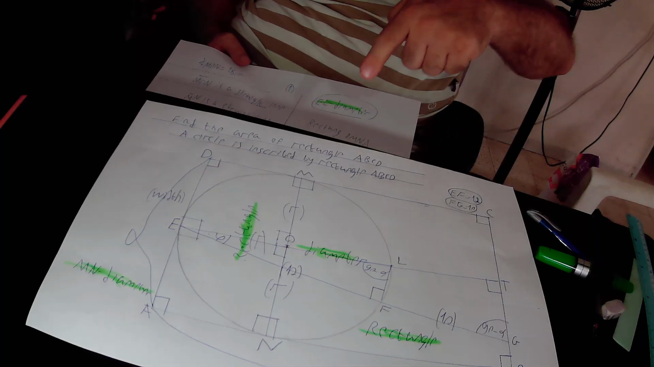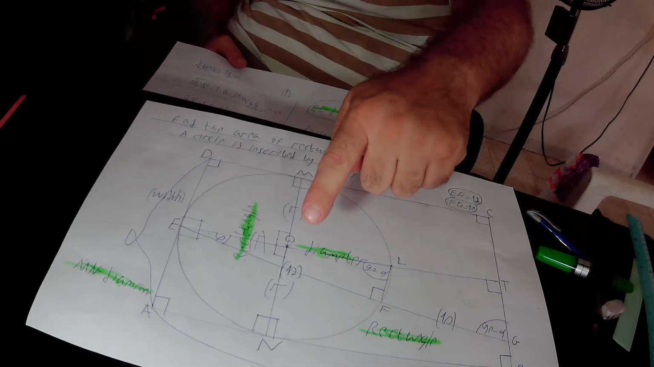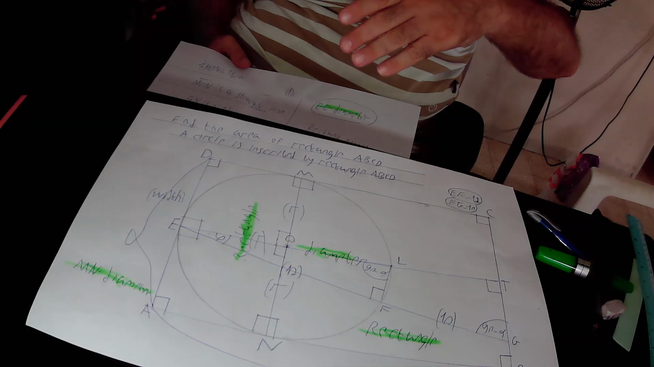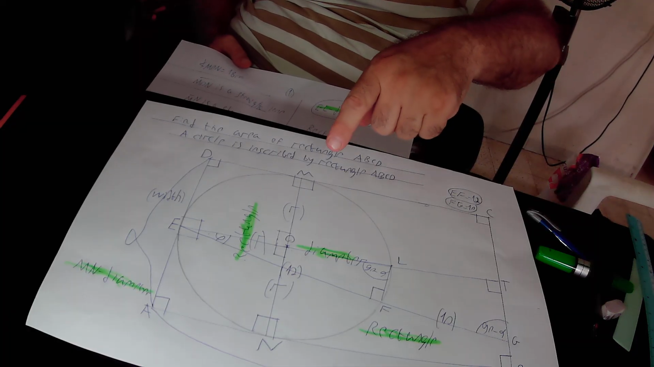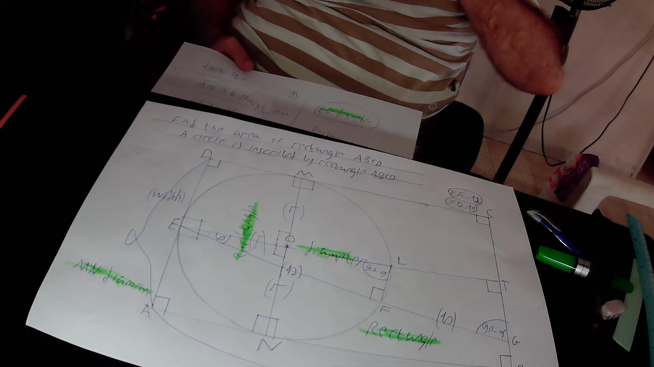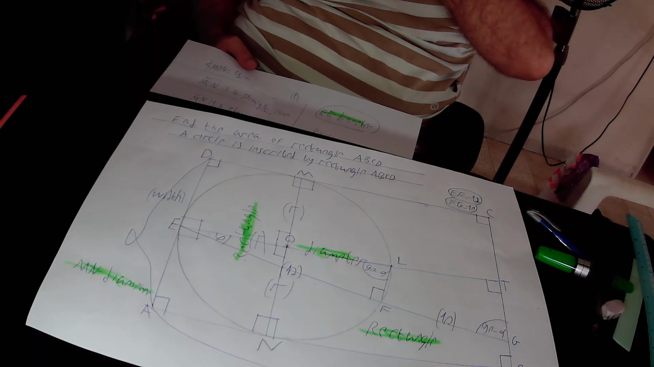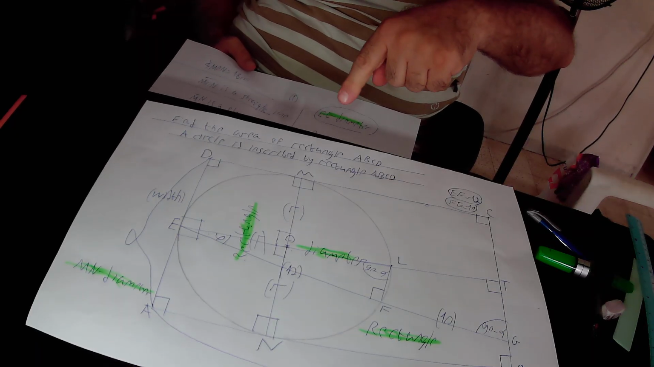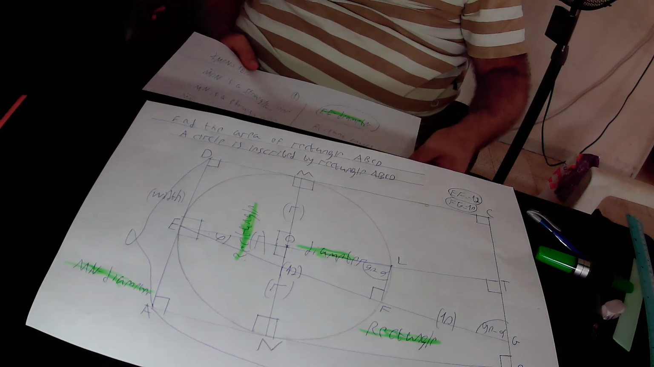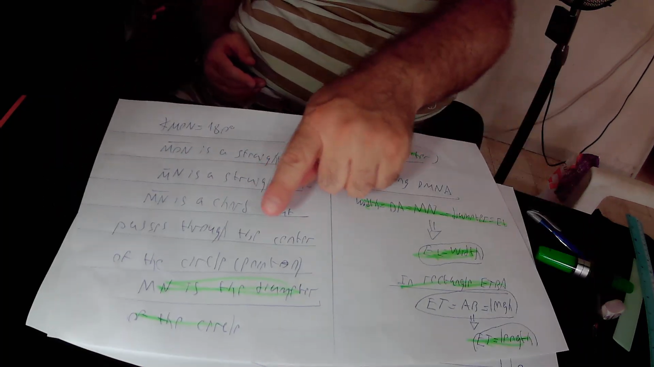MN is a straight line that touches the circle at 2 points, M and N, and therefore MN is a chord. MN is a chord that passes through point O, the center of the circle, and we know that any chord that passes through the center of the circle must be a diameter of the circle. Therefore, MN is the diameter of the circle.